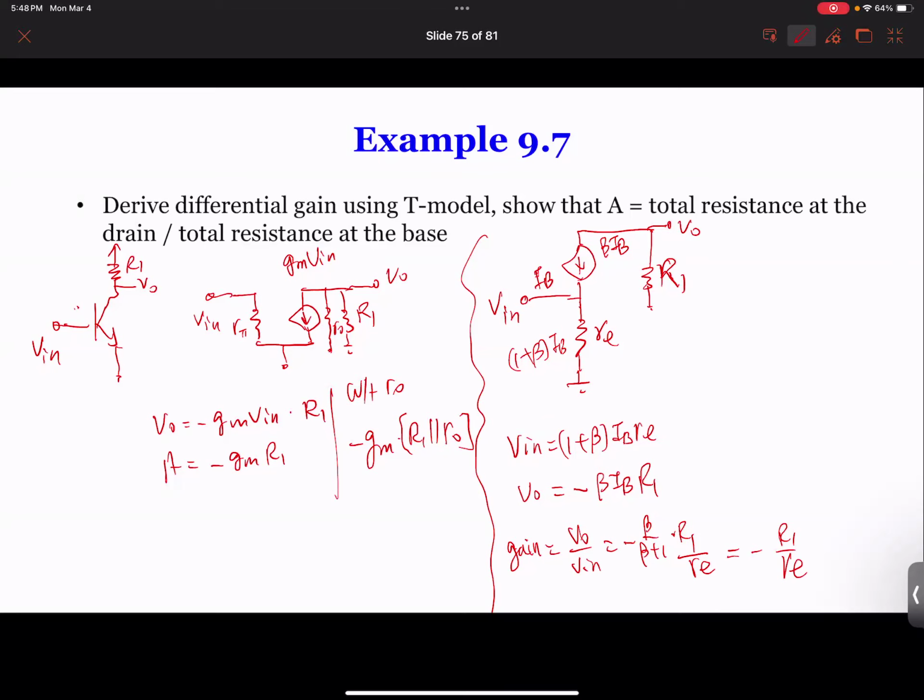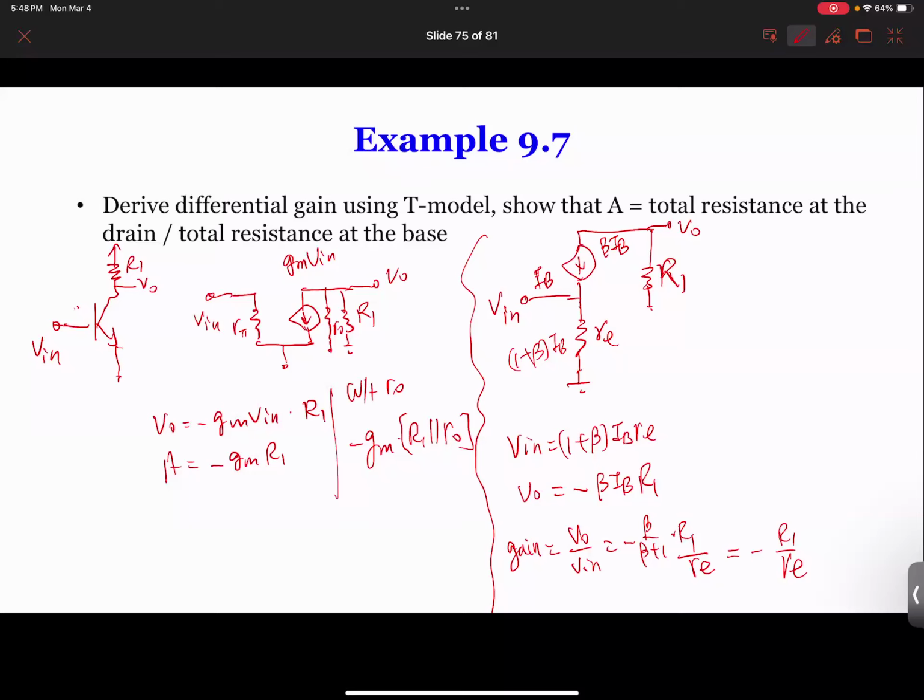And it turned out that this equation is so beautiful that in the book, they will refer to saying, by inspecting the resistance at the collector and the resistance at the emitter, the ratio between the resistance at the collector and the emitter will give you the gain of the circuit. So that's what it is.